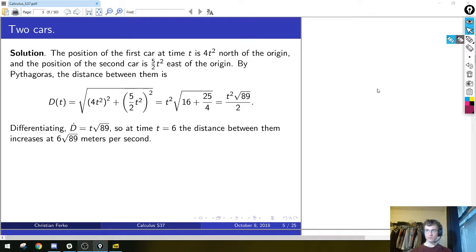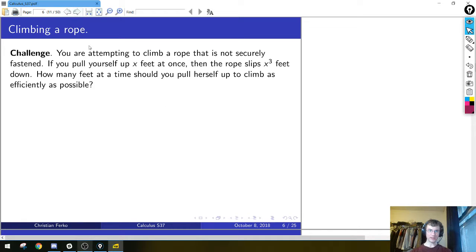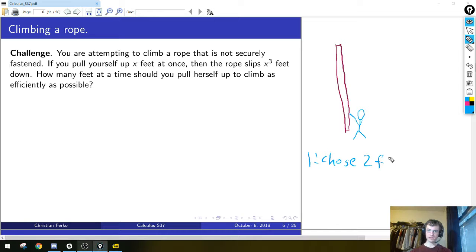I have no thoughts. Okay, well, since I'm confused on that one, let's do a different one. Suppose there's some rope that you are climbing. You can think of this as like a game. At each time you get to make a move, and the move is deciding how many feet you want to pull yourself up. Say at the first round, round 1, you choose to pull yourself up by 2 feet.